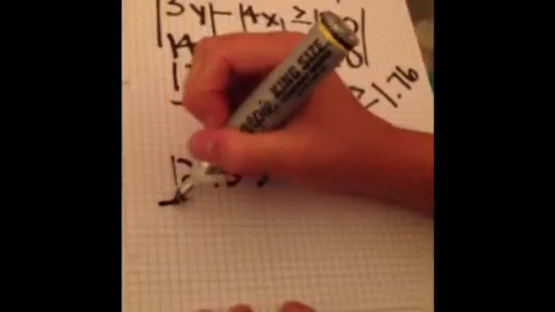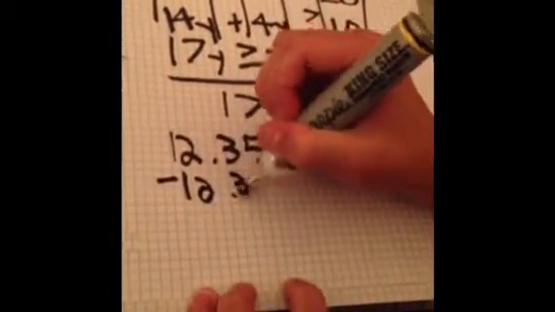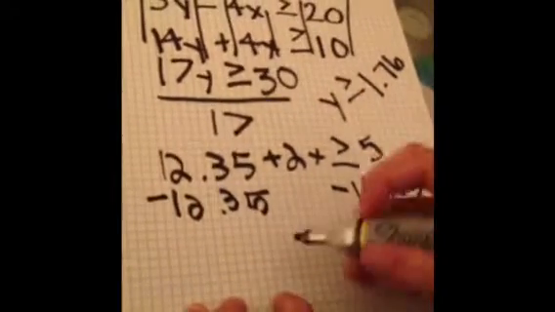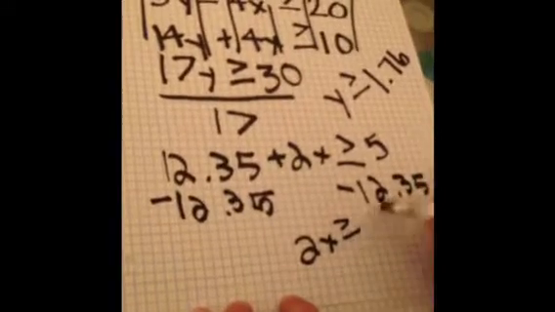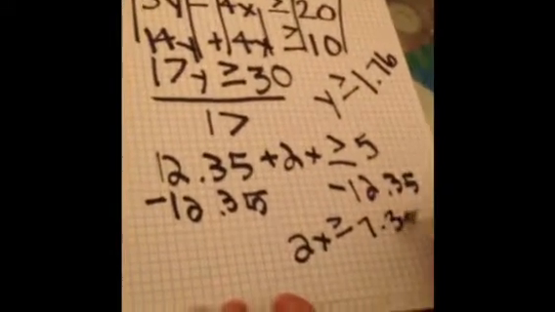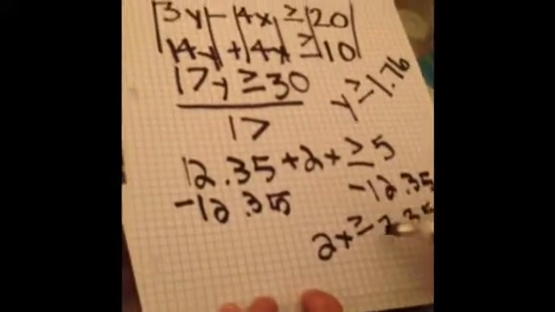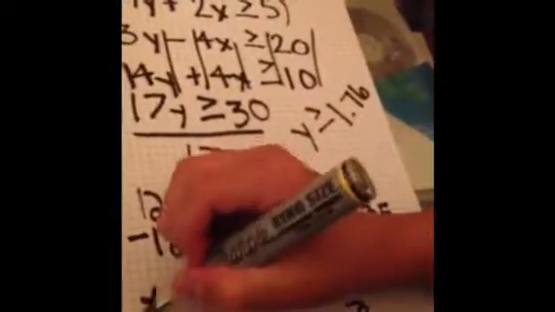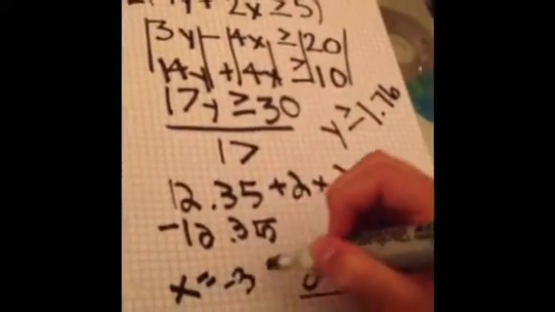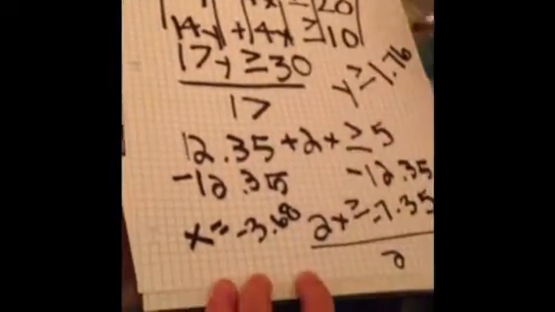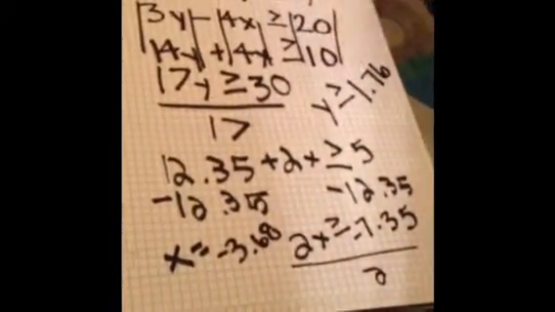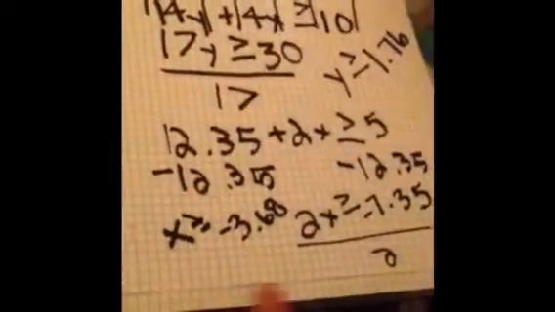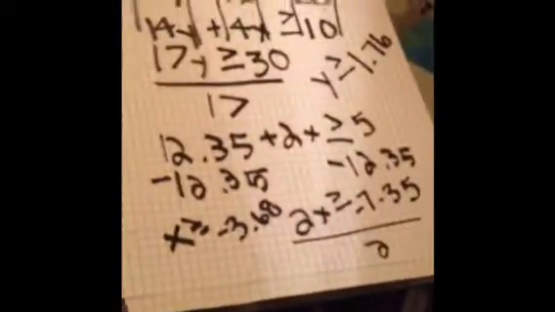So you want to subtract this from both sides to get 2x is greater than or equal to negative 7.35. Then you divide that by 2 to get your x, which is x equals negative 3.68. So y is greater than or equal to 1.76 and x is greater than or equal to negative 3.68.